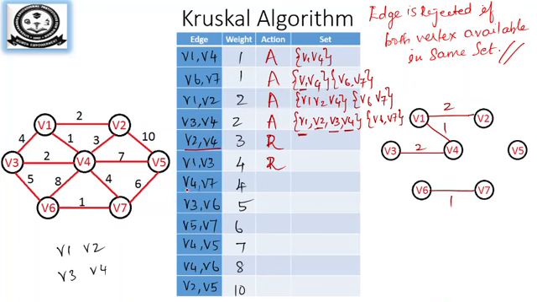The next edge is V4, V7. Now in the first set you can see I have V4. In the second set I have V7. So in the first set V7 is not present, and in the second set V4 is not present. So you will just union them. So you will have V1, V2, V3, V4, V6, V7. So this edge is accepted. Now you can see you do not have two spanning trees, you have a single spanning tree.